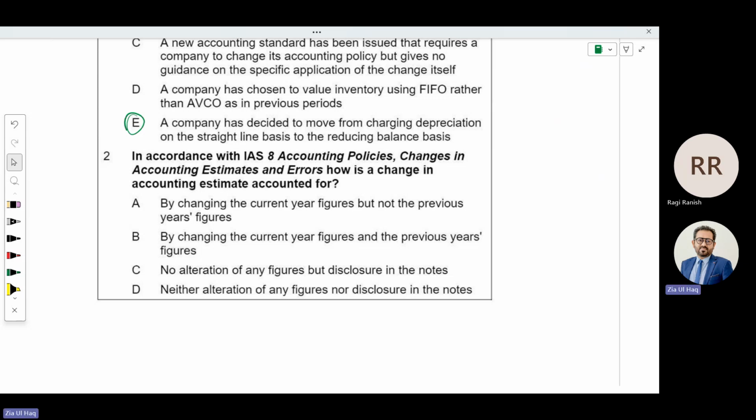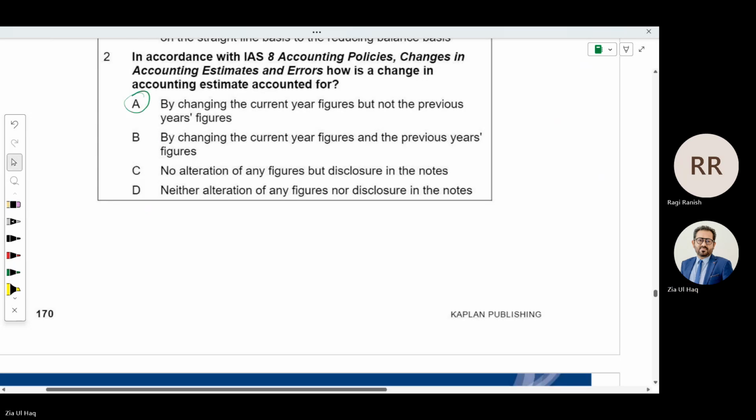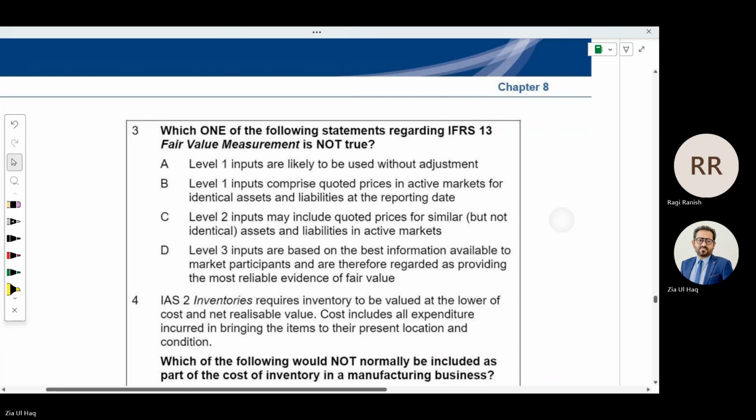In accordance with IAS 8 accounting policy, changes in estimate and error, how is a change in accounting estimate accounted for? By changing the current year figure, but not the previous year figure, yes. By changing the current year figure and the previous year, this is relating to policy change. No alteration of any figure, but disclosure in the notes, no. Neither alteration of any figure or disclosure, no. Number 3, please.